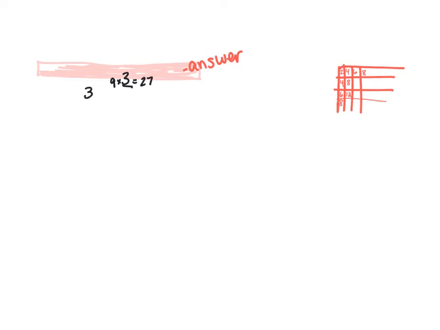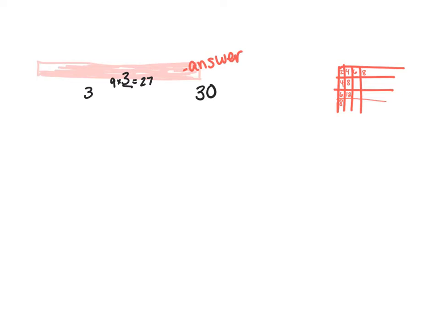Then they ask you to take that knowledge, the knowledge that 27 divided by 9 equals 3, and figure out how that would help you solve 270 divided by 9. So if 27 divided by 9 equals 3, then I know that 270 divided by 9 must be 30. So let's break that down a little bit more, okay?